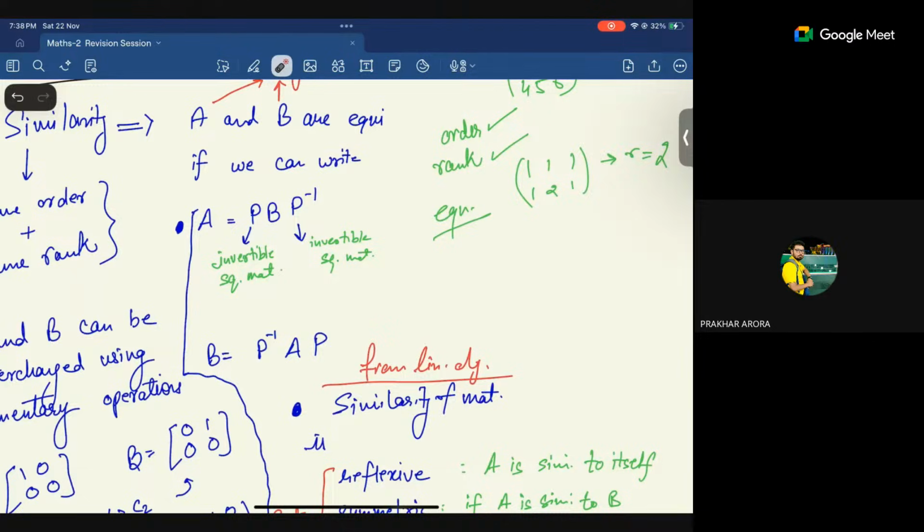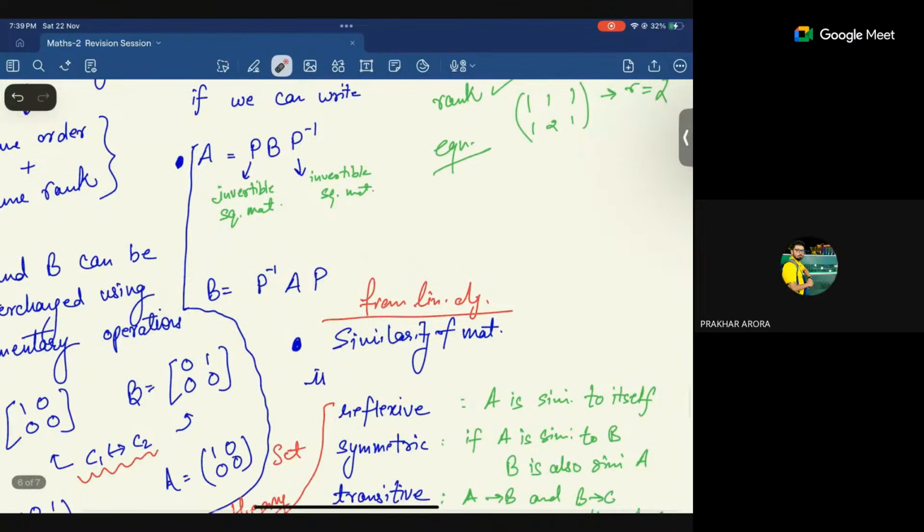If you see this thing, I wrote A like this. That means A is equivalent to B. But I can also write this from here. I did this derivation earlier, and the same derivation will happen here. This means B is also equivalent to A. That means if A is equivalent to B, then B is also equivalent to A. So this is a symmetric relation.